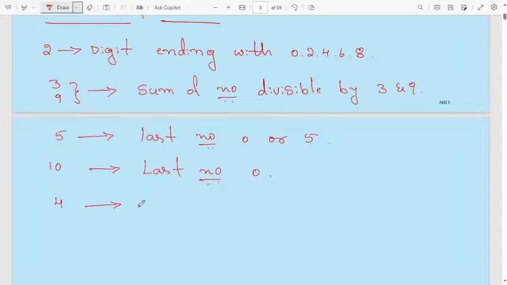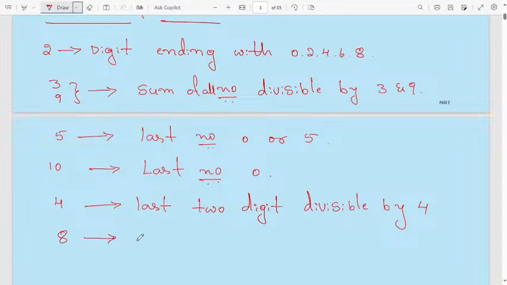Then 4. If the number is divisible by 4, the rule is the last 2 digits are divisible by 4. For 3 and 9 it is the sum of all digits, but here for 4 it is the last 2 digits. Then for 8, the last 3 digits are divisible by 8.